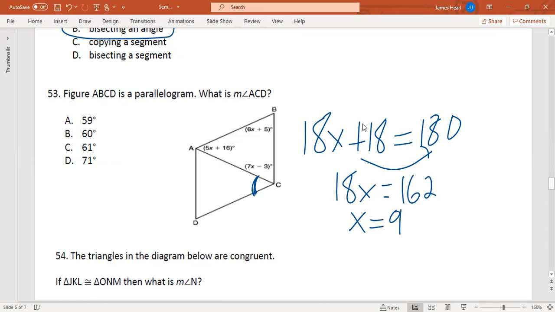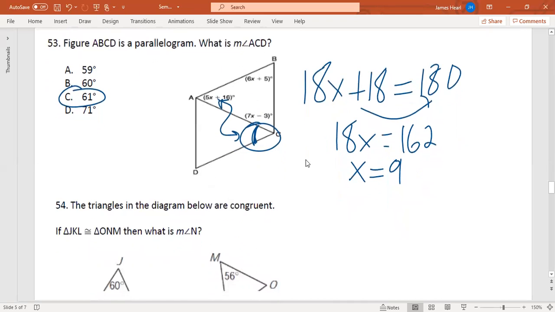But you're asked to figure out this angle, and now's where parallelogram is going to kick in. Since you have a parallelogram, we have a pair of alternate interior angles. So I'm going to plug that x back into the one at the top, 5x plus 16, to solve my problem. 5 times 9 is 45. If we add 16 more, that comes out to be 61 for the correct answer of C.